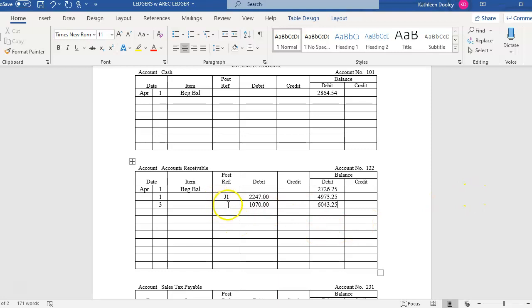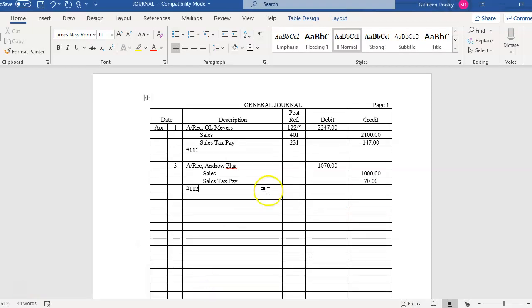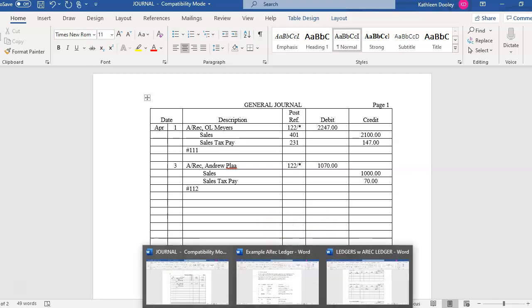Okay, where did that come from? J1. Okay, so now I go back to my journal, and up here I posted to accounts receivable, which is account 122. And I also posted to Andrew Play, which is a customer in the subsidiary ledger. I'm going to put a check mark, but I don't have a check mark, so I'm going to use an asterisk. Okay, then you could go on and post sales and sales tax payable, or you can do that later. I'm going to let you do that later.